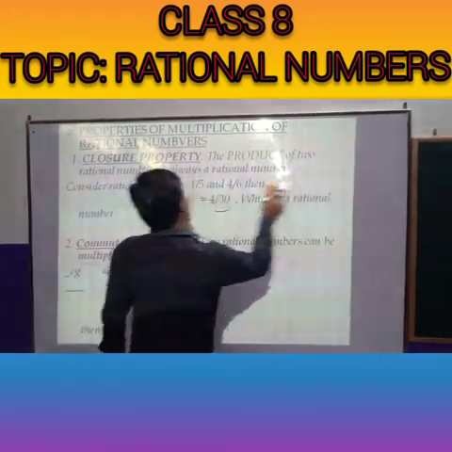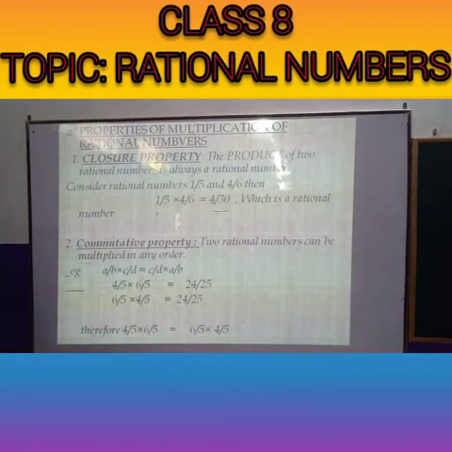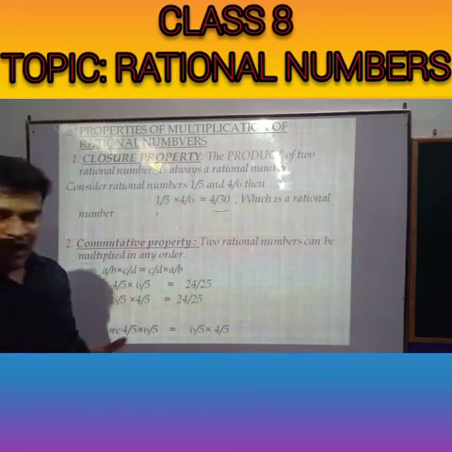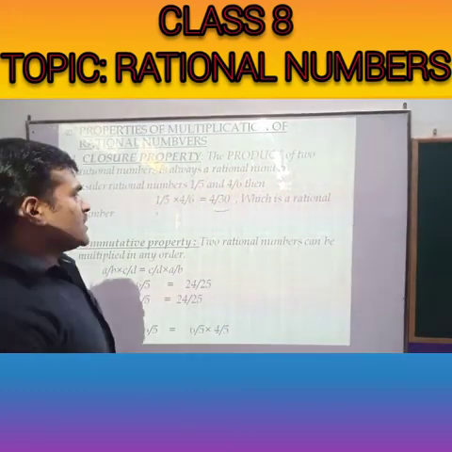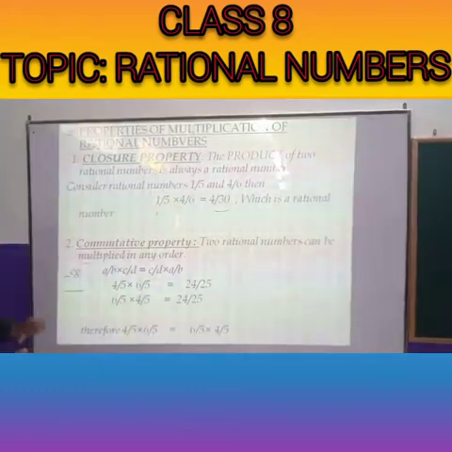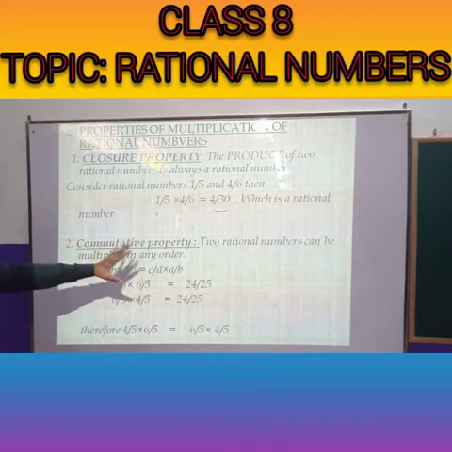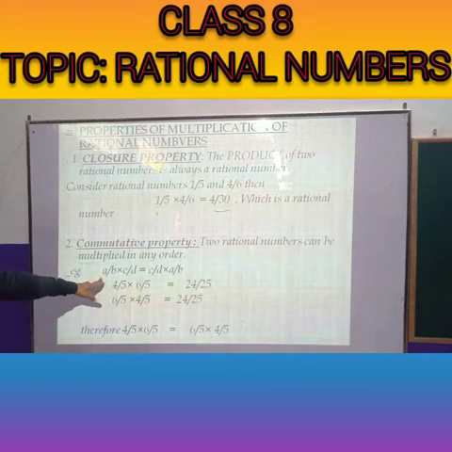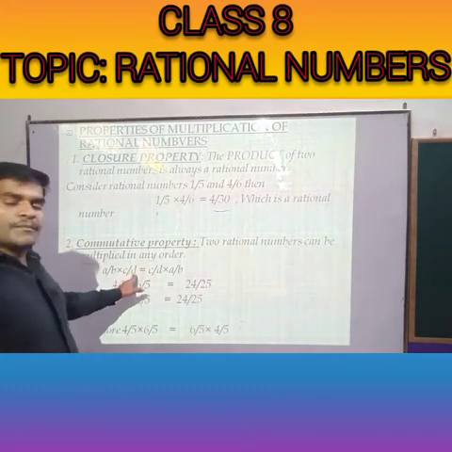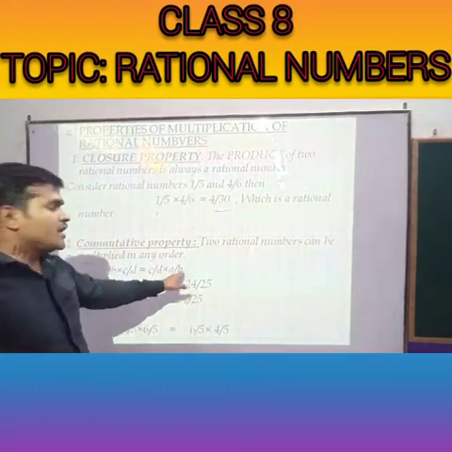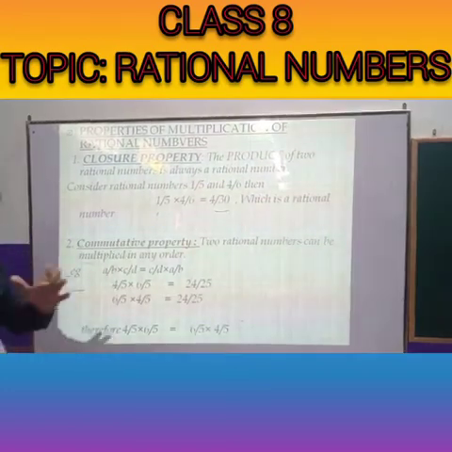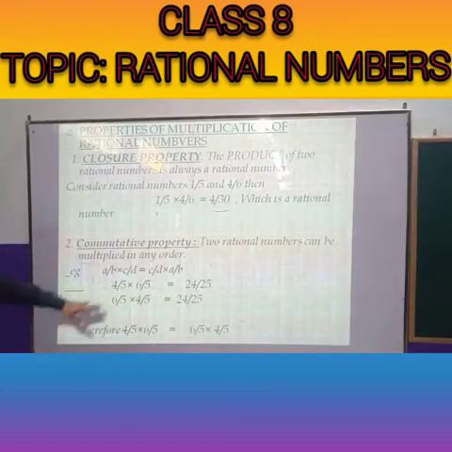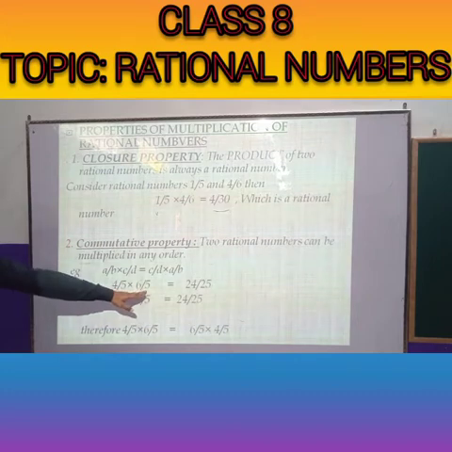Now commutative property. In commutative property, two rational numbers can be multiplied in any order. For example, for two rational numbers a upon b and c upon d, we can write a upon b into c upon d is equal to c upon d into a upon b. Let's see more with the help of an example: 4 upon 5 into 6 upon 5.